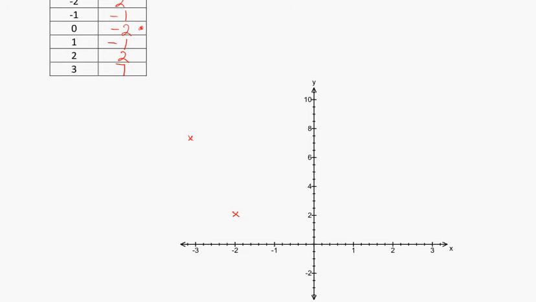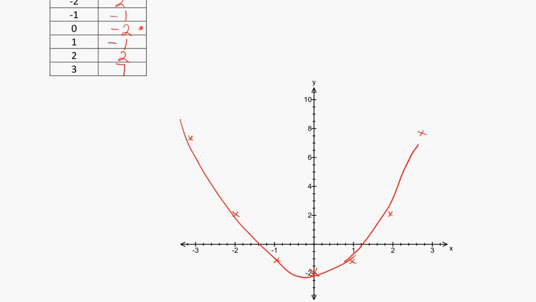What are we up to? Negative 1 is down there. 0, negative 2. 1, negative 1. 2, 2. See, opposite that one. And 3 back up here, 3, 7. And so we have our parabola.